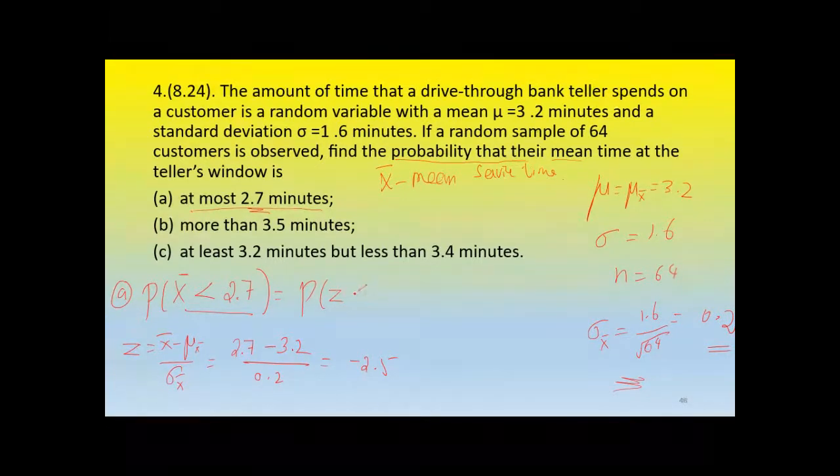probability of z less than negative 2.5. Straight from the table, isn't it? When z is less than some number, it is straight from the table. 0.0062 is the answer for case 1.